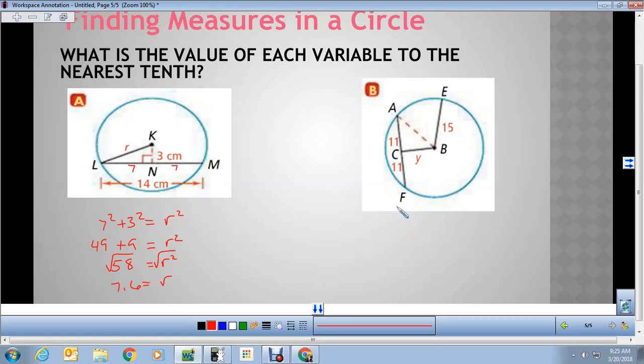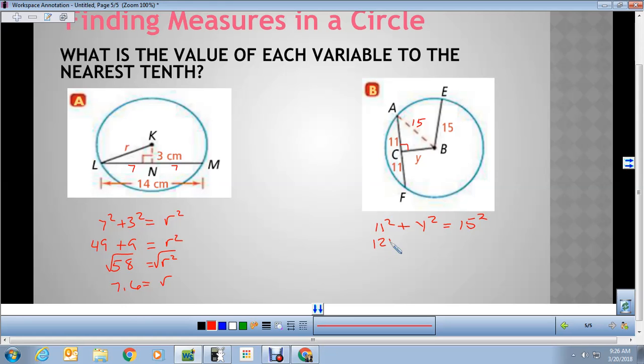So let's look at the next one, part B. In this problem we have 11 and 11, which means that it's bisected, so since this line goes to the center, it's going to form a right angle. Now, this distance here is 15, which is the radius, and because this distance also goes to the end of the circle, this is our radius as well, 15. So we've got our two sides and one unknown. We're going to take 11 squared plus y squared is equal to 15 squared.